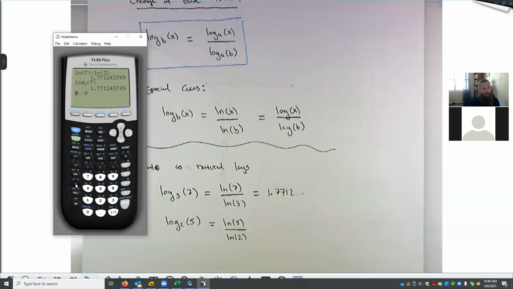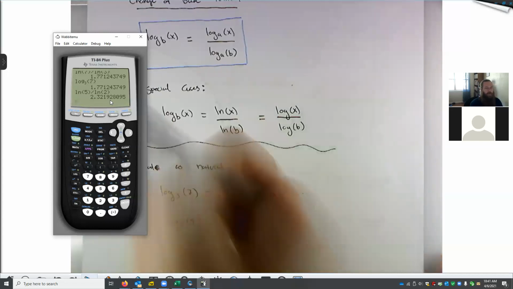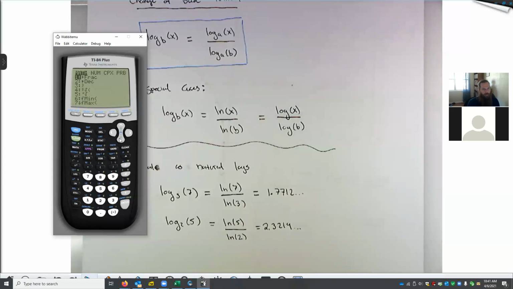Let's see. If I take the ln of 5 and I divide by the ln of 2, we get 2.3219. And again, if you have the fancier calculator, you could go here to math, scroll down to log base, hit enter, and then ask it straight up for the base 2 logarithm of 5. And you get the exact same thing.